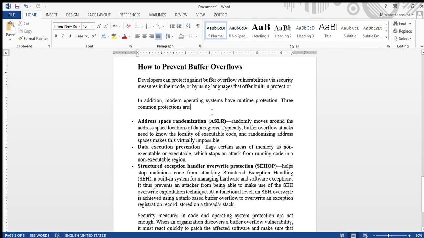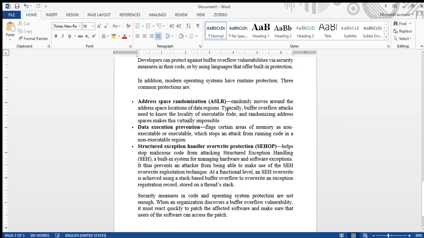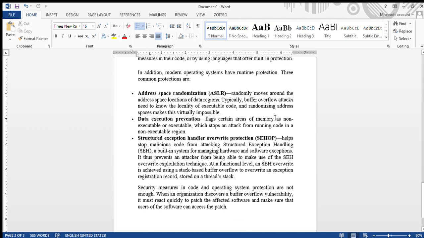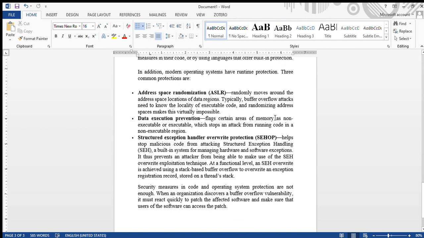In addition, modern operating systems have runtime protections. A common protection is address space layout randomization, ASLR, which randomly moves around the address space locations of data regions. So when data is recorded in the buffer, it places the memory randomly rather than in a predictable order. Typically, buffer overflow attacks need to know the location of executable code, so randomizing addresses helps. Wherever it places the data, it must locate its index values and the address where it is storing.